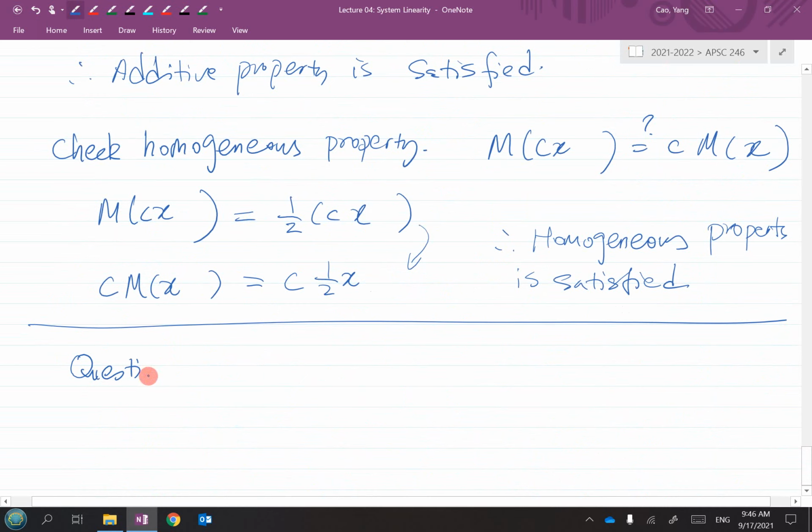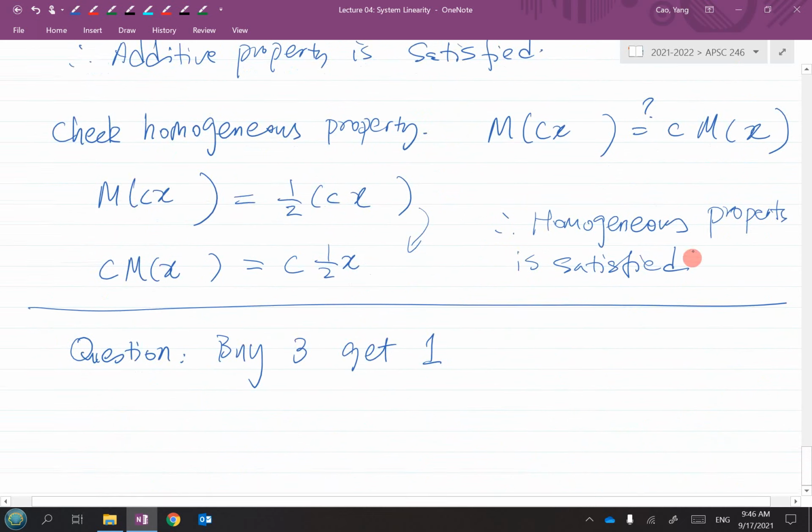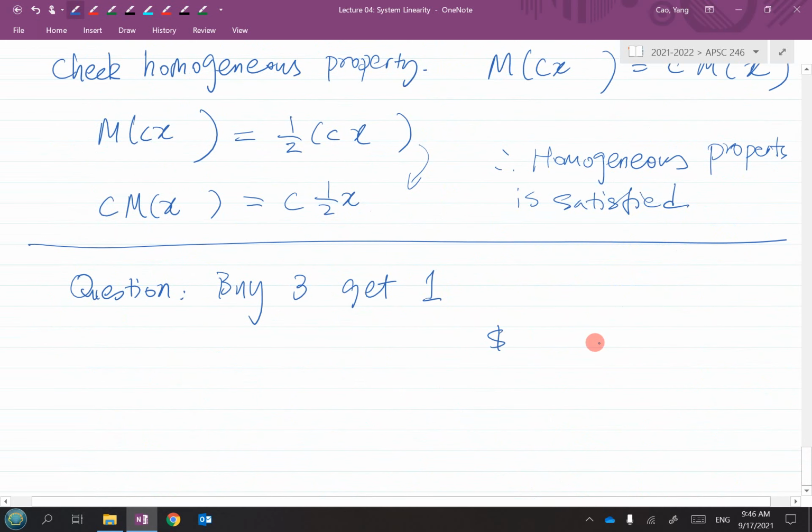So Starbucks is giving out promotions. You buy 3, get 1. So if it has a buy 3, get 1 system, how does that work? Basically, you put $2, you get 1. You put $4, you get 2. And you put $6, according to buy 3, get 1, you get 3 plus 1. So that's the buy 3, get 1 example, right? Okay.